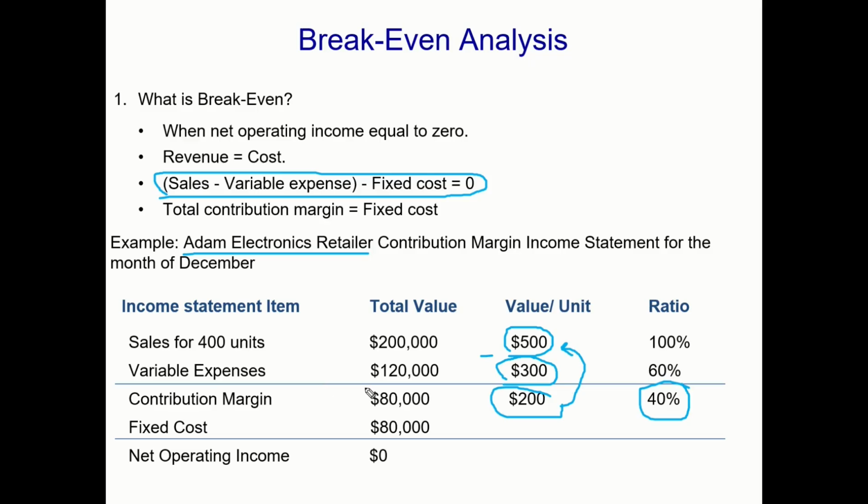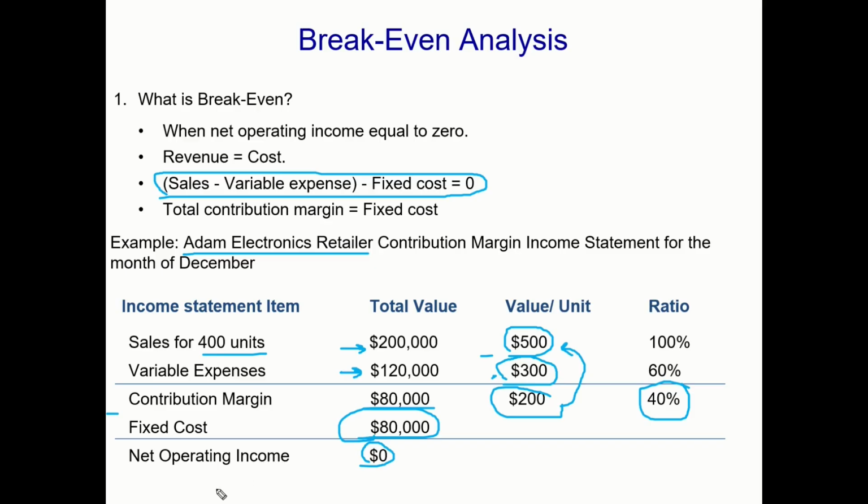And in this contribution margin format income statement, we assume we sell 400 units. Well, we have sales of $200,000. $300 variable cost per unit times 400 is $120,000. 200 minus 120 is equal to $80,000. $80,000 of contribution margin minus $80,000 of fixed cost is equal to zero. So this is easy basically because all the numbers are given to us.